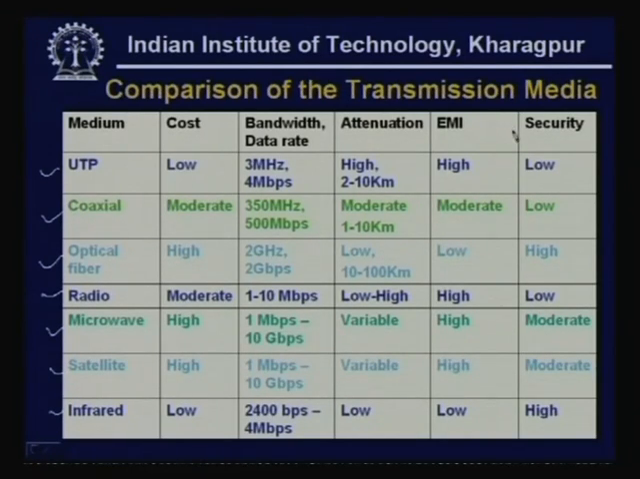Electromagnetic interference is high in the first two cases, UTP and coaxial cable. In case of optical fiber, it is minimum, as you can see here. Then for radio, the electromagnetic interference is very high. For microwave and satellite, these are also high. For infrared, it is low.